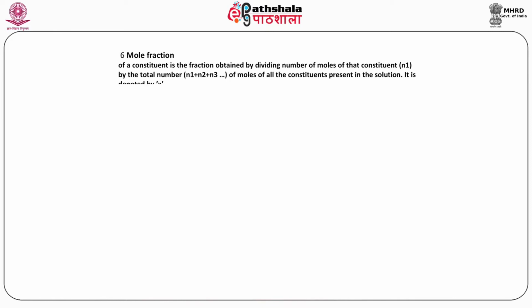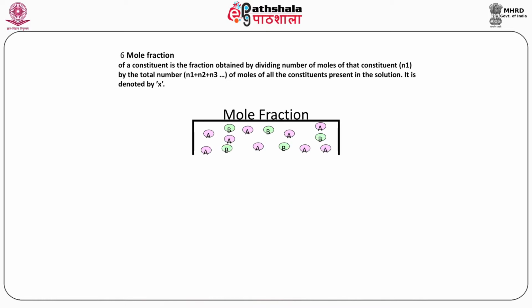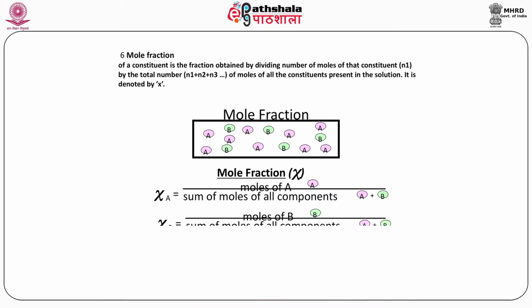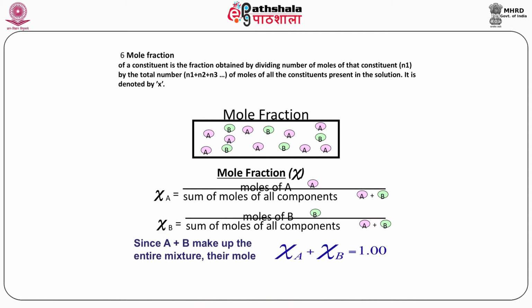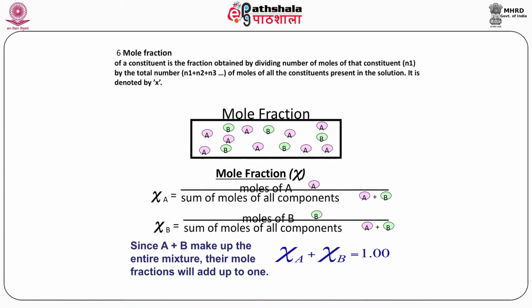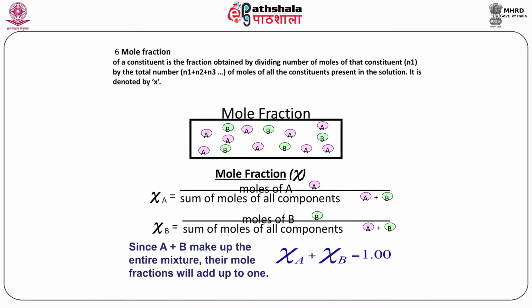dividing the number of moles of a constituent, say n, by the total number of moles of all constituents, that is n1 plus n2 plus n3. So mole fraction need not be for a mixture of two components, but can have a number of components x, y, z and so on, or xa, xb and so on. If you have a simple binary mixture a plus b, then xa equals moles of a by the total, a plus b, and xb equals moles of b by the total. So when you combine mole fractions, xa plus xb has to be 1.